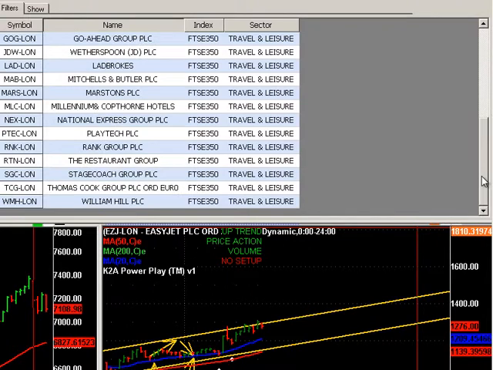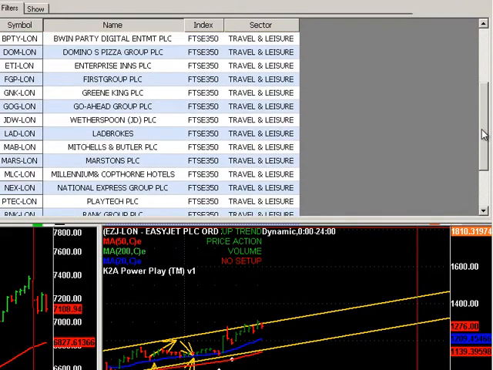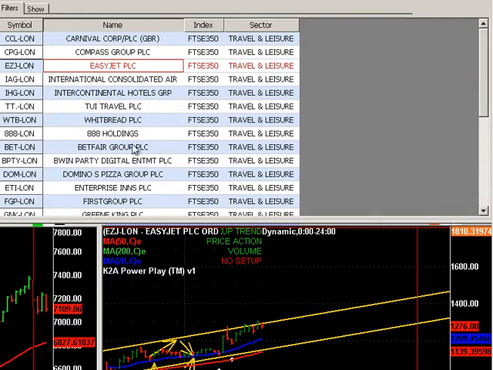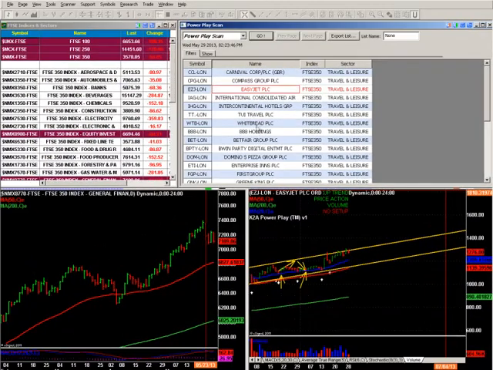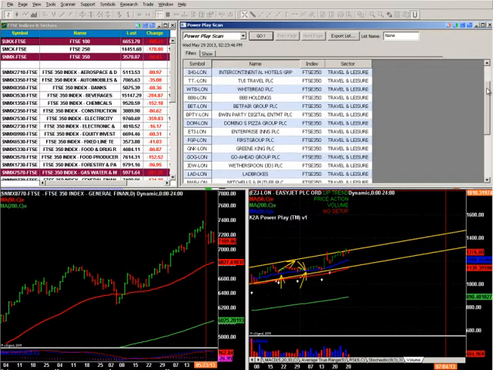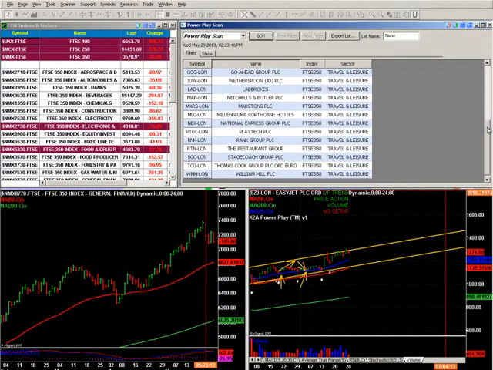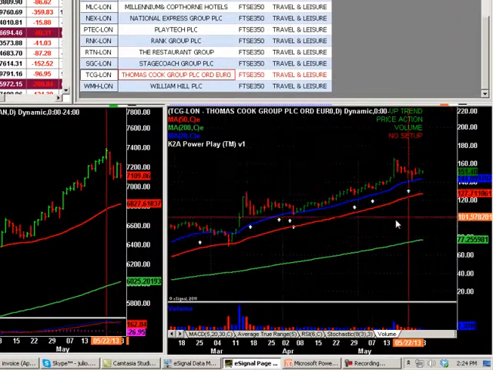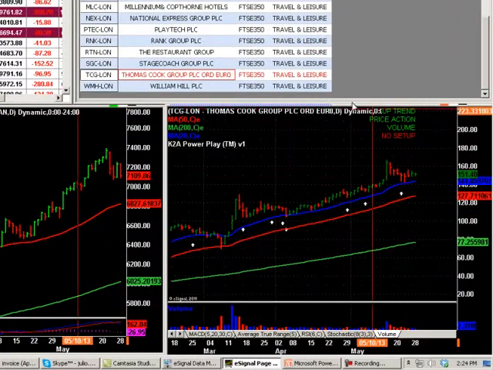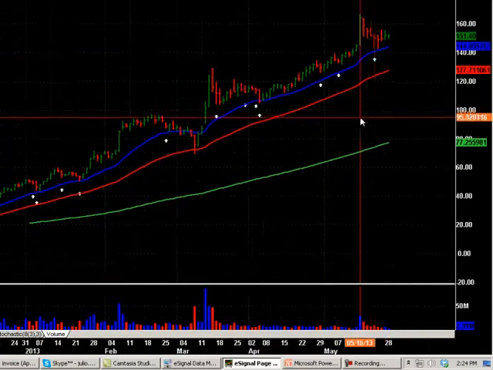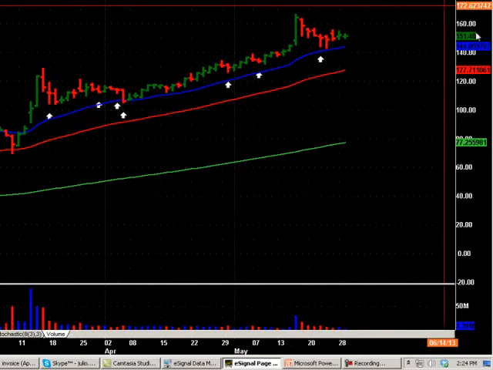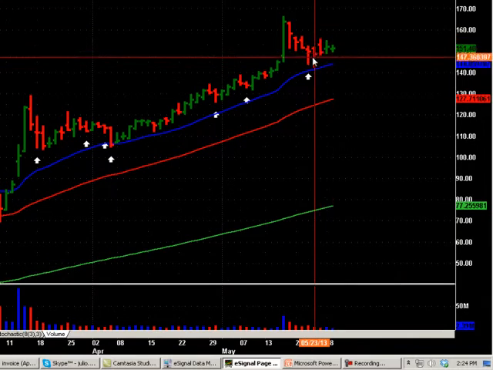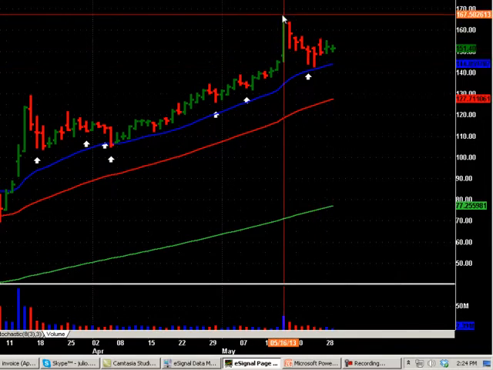Now, where is it gone? Thomas Cook as well. See if I can find it. It's kind of been pushing up quite a lot. There it is, Thomas Cook. Pushing up, making higher highs and higher lows. Gave a low test bar not too long ago, almost bounced off the 20 moving average. It gave 2 low test bars in a row after making a new high.